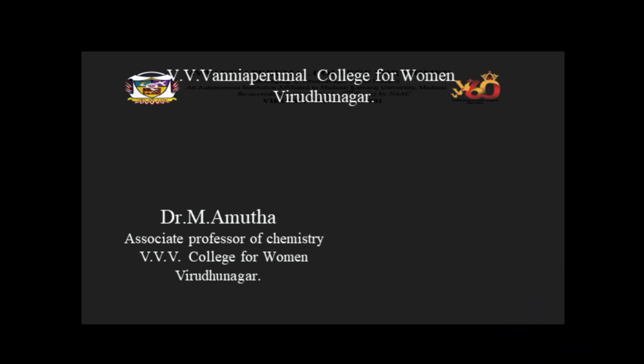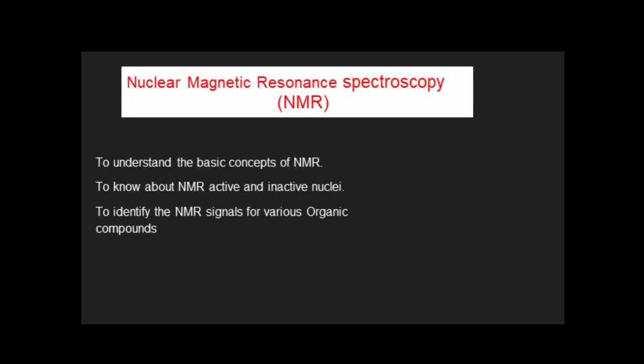In this video session, generally all the organic compounds have protons and carbon. Suppose you are provided a chemical compound, and we are asking you to identify the structure of that compound. How do you identify it? For these questions, you may get the answer by using nuclear magnetic resonance spectroscopy.